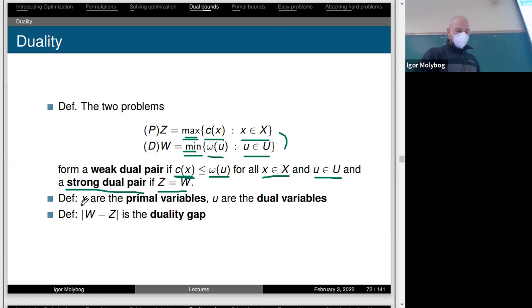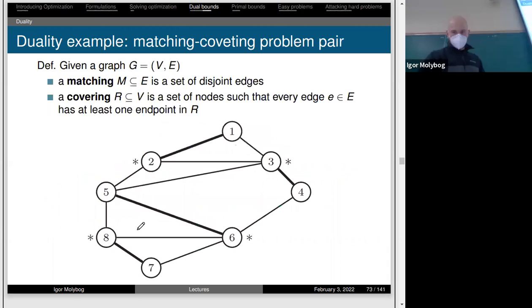So we are defining the primal variables. The variables for the original problem are called the primal variables, and the variables for the dual problem are called the dual variables. So there are x and u. The difference between the optimal value of the primal problem and the optimal value of the dual problem is called the duality gap. If it is 0, then the problems form a strong primal dual pair. We will turn to how to construct dual problems in a minute. Are there any questions regarding the main definitions? Okay. An example.